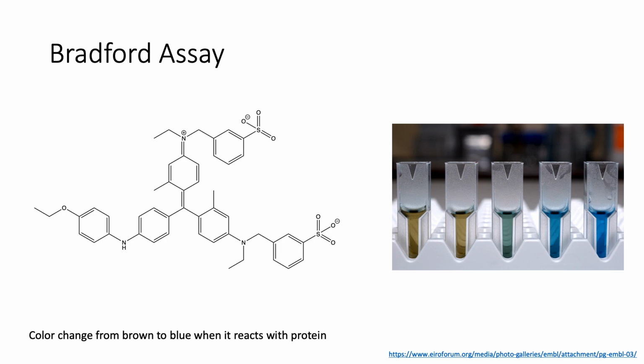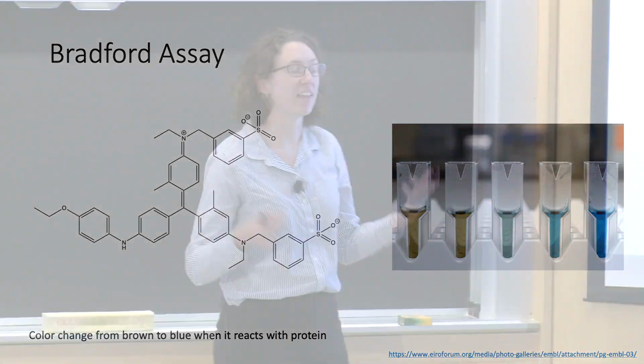And if you just pour the Coomassie dye out of the bottle, it is this brownish, sort of reddish color. And when it reacts to proteins, it turns blue. So you can quantify the amount of blue, and that will tell you how much protein you have in your sample. And the protein reacts with these sulfonyl groups over here and causes the color change. So when you have all of these aromatic systems and electron-rich groups, when you change the electronic structure by bonding to a protein, then you can change the color.